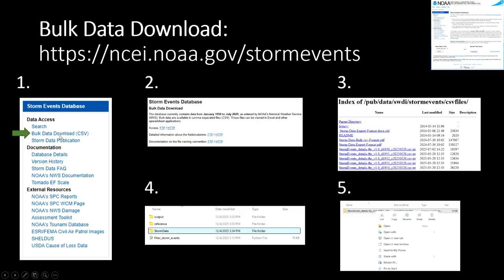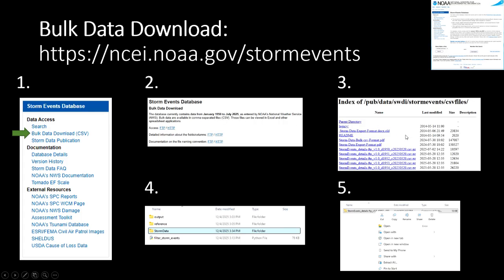So here's the bulk data download link in the upper left-hand corner. You're going to click this link here in the upper left-hand corner of the web page. This brings up a new dialog where you can access by FTP or HTTP the bulk data files from January 1950. As of this, it's through July 2025.